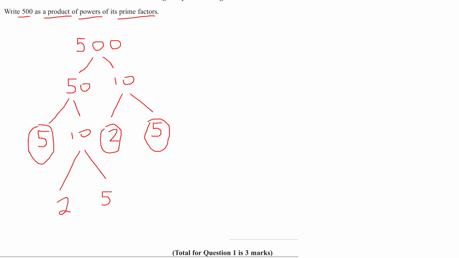And then all I'm going to do is multiply the circled numbers, because the word product in mathematics means to multiply. So we have 2 times 2 times 5 times 5 times 5.